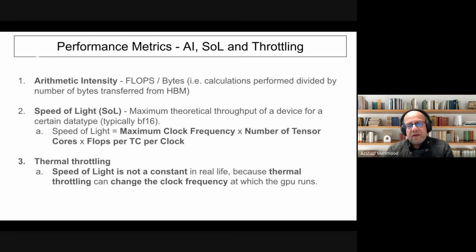Now, that's arithmetic intensity. The second is speed of light. Typically you may find it hard to calculate, but sometimes I've seen people say, okay, this particular card is capable of doing this much. This is the speed of light.